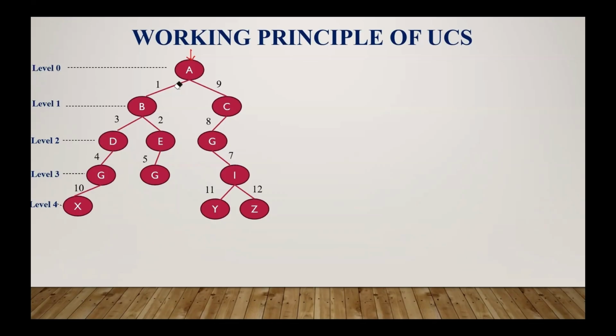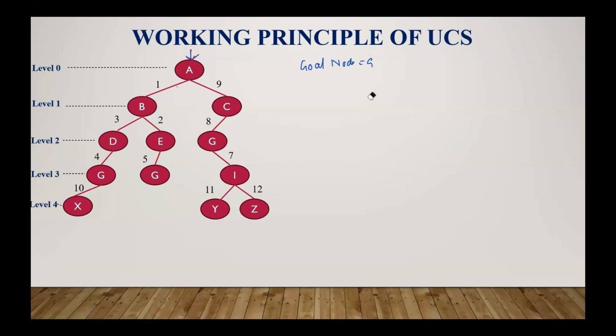Now let us understand how the searching algorithm performs its operation in the case of uniform cost search. As we already know, A is the root node or start node. Next, which one is the goal? Here the G node represents the goal node. In this tree, there are three goal nodes present. 1, 2, 3. In this algorithm, whenever we reach the first goal node, we have to stop there.